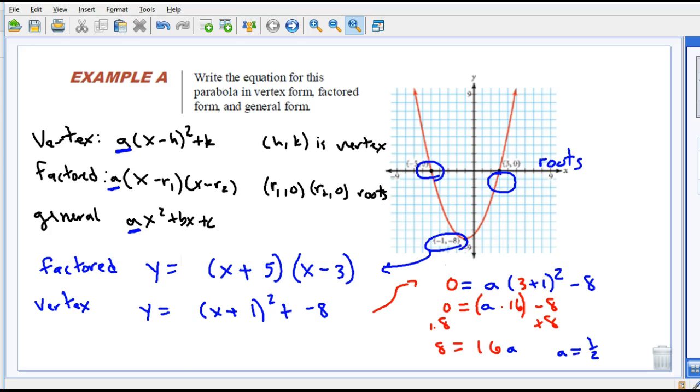And we'll have factored form is going to be 1/2 times that. Vertex form is 1/2 times that. So now all we have to do is get it into general form. Now it doesn't matter which one we use. I'm going to use factored form because, well, I used vertex form before. All right, x plus 5, x minus 3.